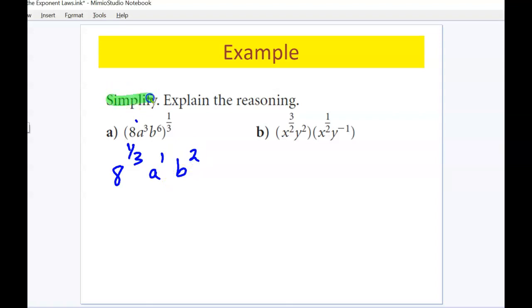So now the question wants me to simplify. Well, 8 to the 1/3 really means the cube root of 8, and the cube root of 8 is 2. I'm left with a to the first b squared, and that would be my final answer.